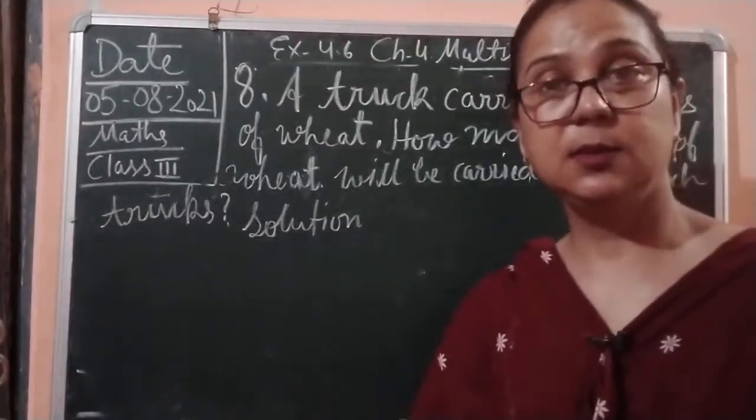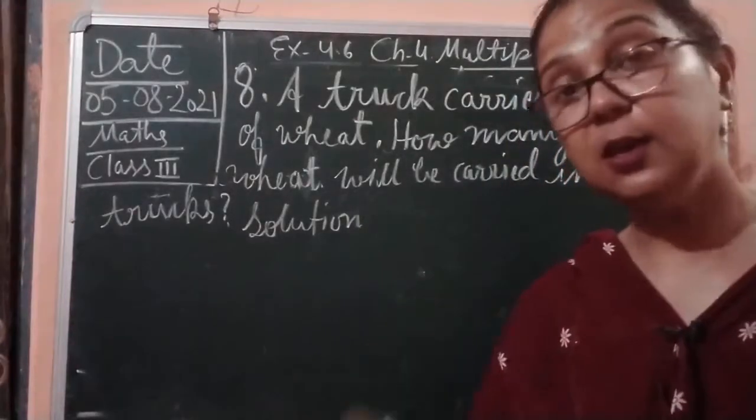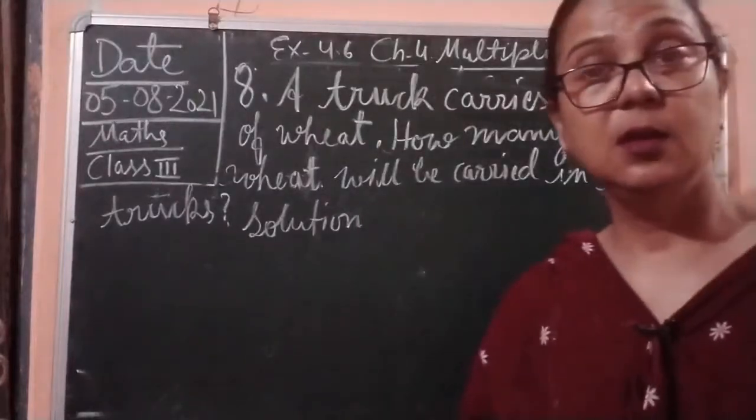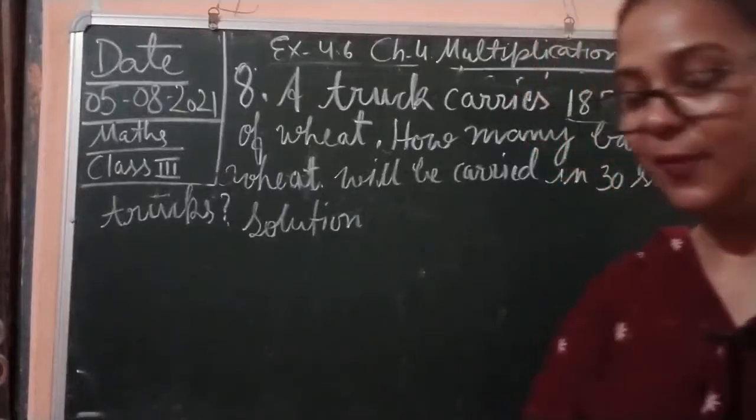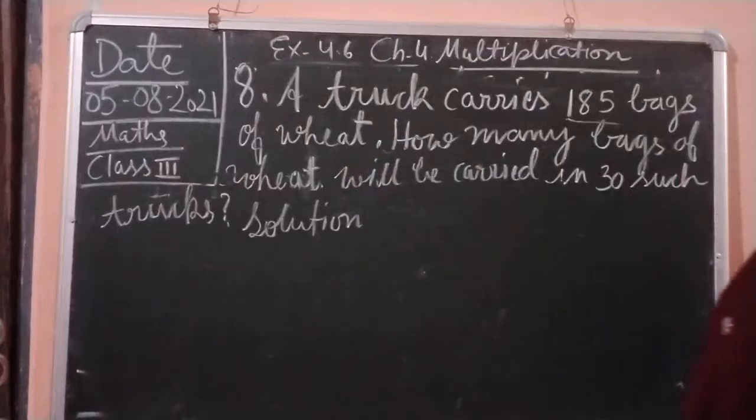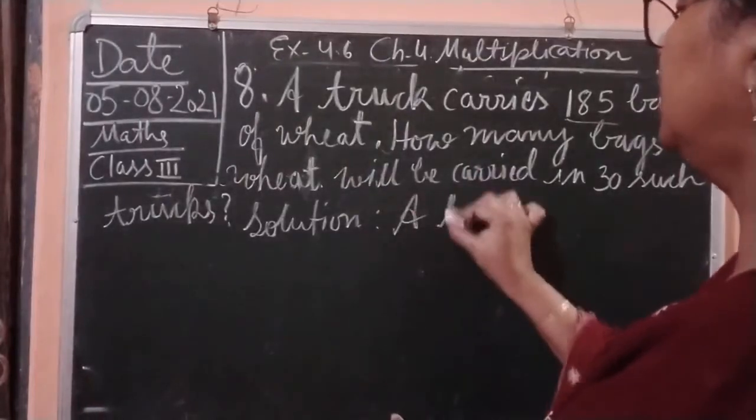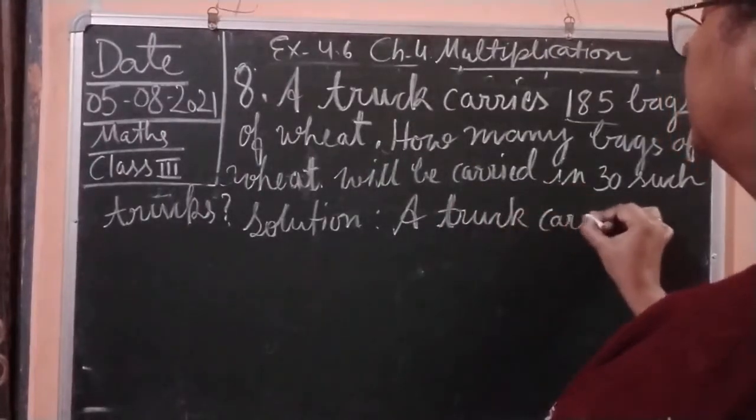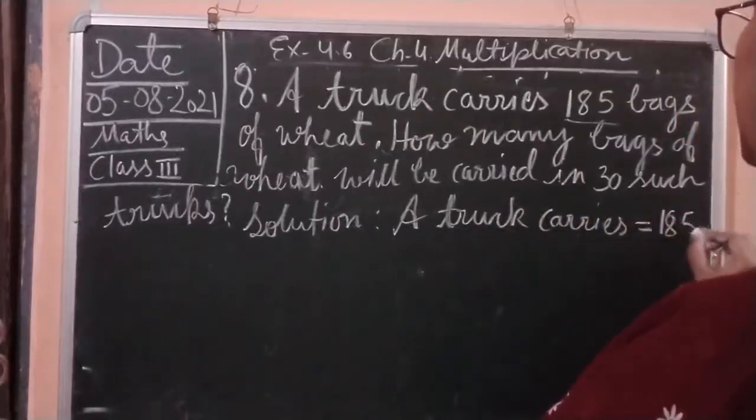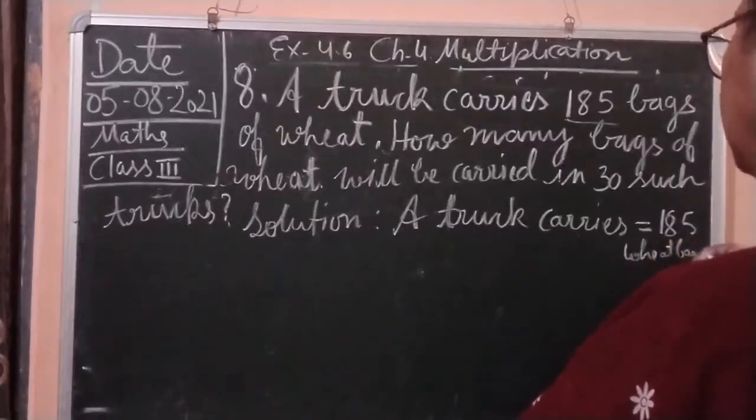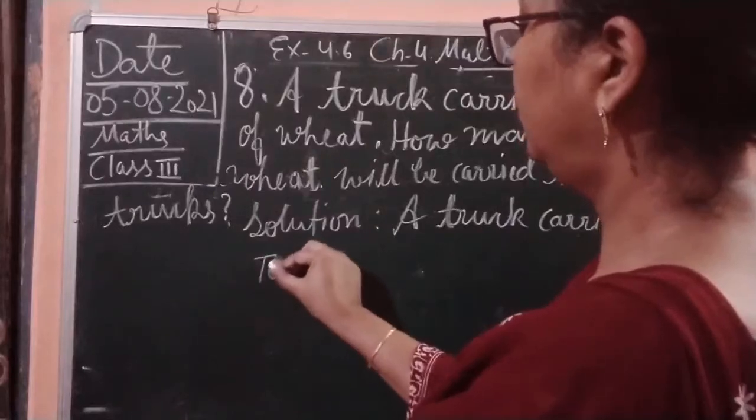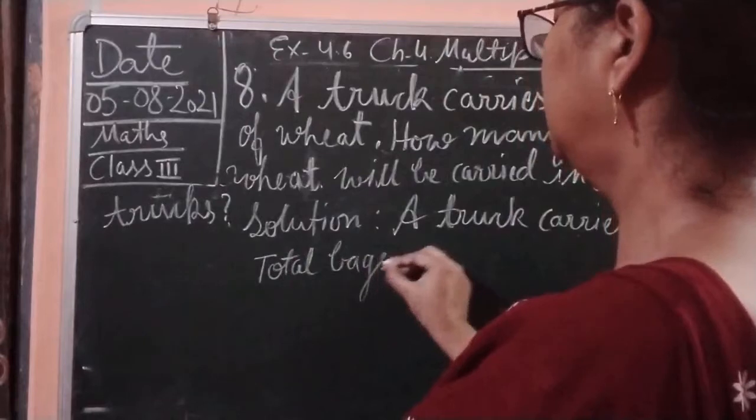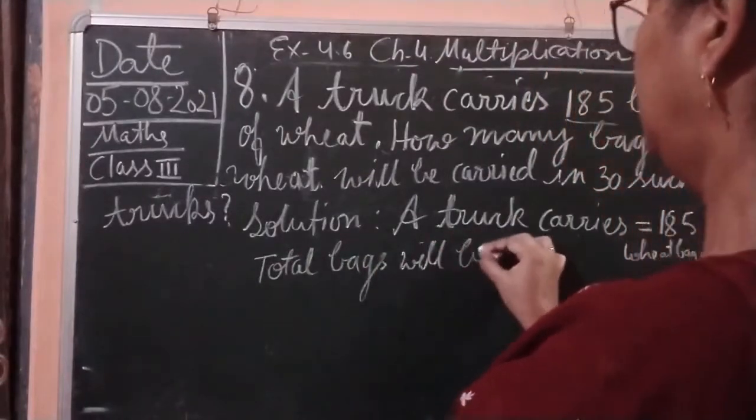It means if one truck can carry 185 wheat bags, then how many wheat bags can 30 such trucks carry? So children, this is the question. Now we are going to write the solution. First of all we will write, a truck carries equal to 185 wheat bags. Okay, now in the next line we will write, total bags will be carried.